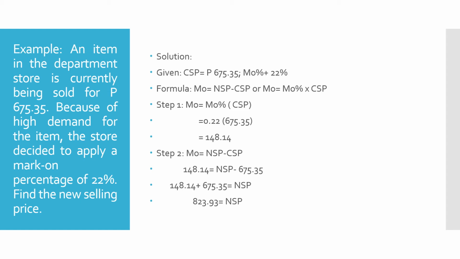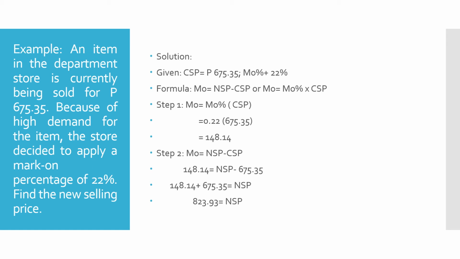Now, step 1, since ang given dito ay the mark-on percentage, we have 0.22. Again, paano nangyaring 0.22 siya? Dahil dinivide si 22% by 100, times the current selling price of 675.35, which is the mark-on amount of 148.14.